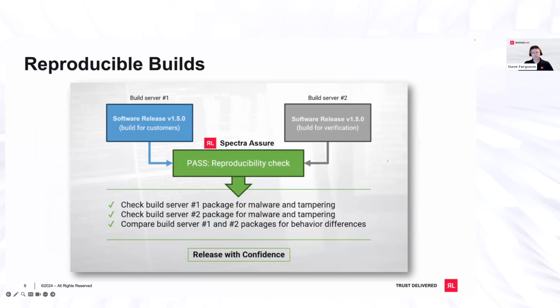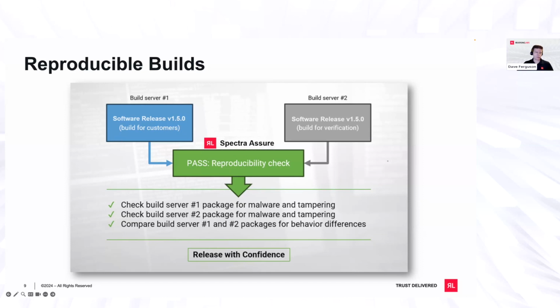So the webinar topic for today is about differential analysis. Mostly when we think about that, we're talking about comparing one version to another version of the same software and seeing what's changed, and whether there's anything suspicious or malicious. A different aspect, or I'd say twist, on differential analysis is what we call the reproducible builds checks that's in Spectra Assure. For those of you who may not be familiar, the concept of reproducible builds has been around a long time. It's simply a way to defend against tampering in build systems, which is essentially a software supply chain attack.